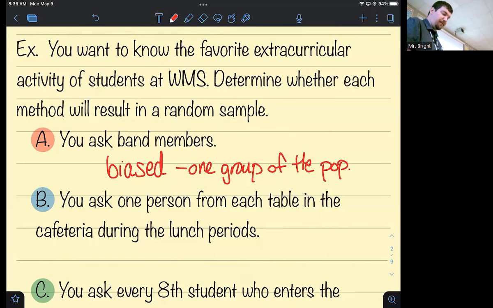You ask one person from each table in the cafeteria during the lunch periods. Is that random? Yeah, that would be random. Even if you're sitting with your friends, if you just ask one person from that table, you can't be biased with that, especially since there's a lot of tables and there's 3 lunch periods. You're going to include an equal number of 6th, 7th, and 8th grade responses to represent Western Middle School. So that would be a pretty good survey.